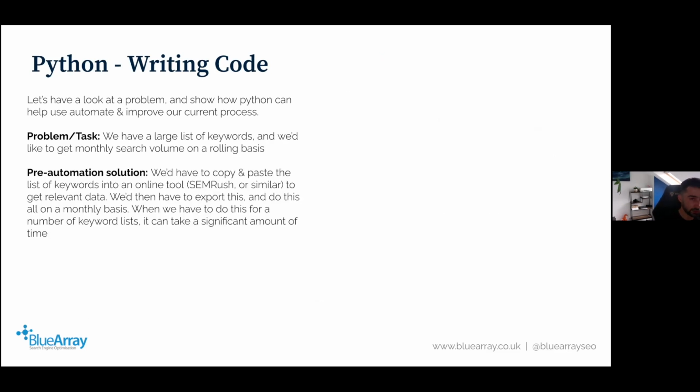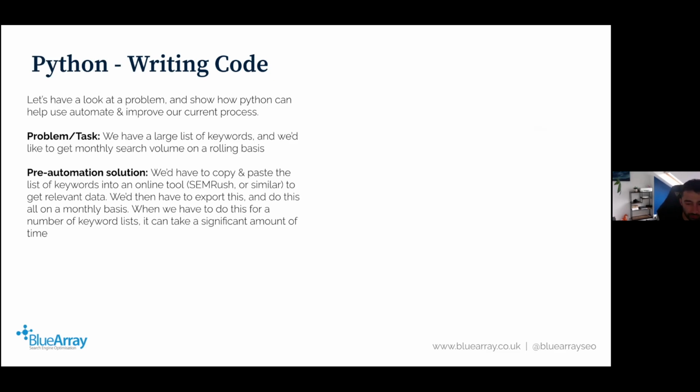So the pre-automation solution: this large list of keywords could be anything from 100 keywords to, I don't know, 100,000. Pre-automation, we would have to copy and paste that list of keywords into an online tool, so SEMrush or a similar tool, to get the data that we're looking for. We'd then have to export that and format it, and we'd have to do this on the same day every single month. When we have to do that for a number of keyword lists for a number of clients, it can take a significant amount of time.